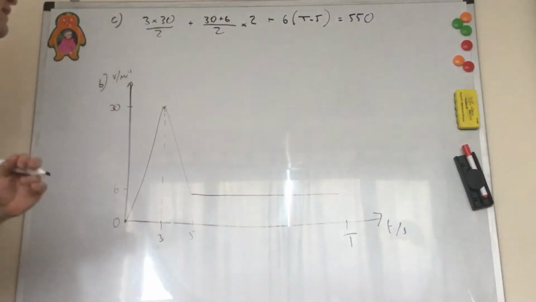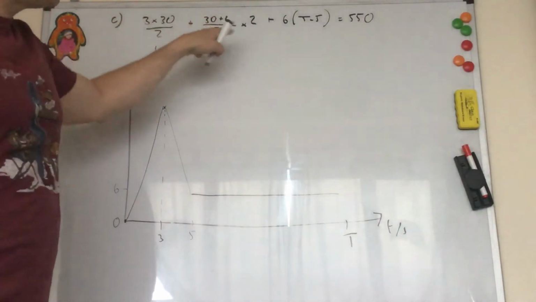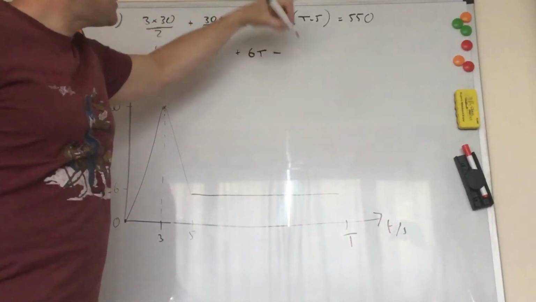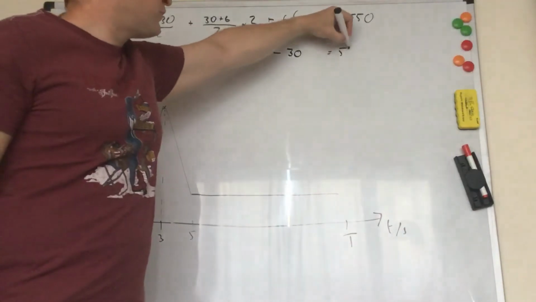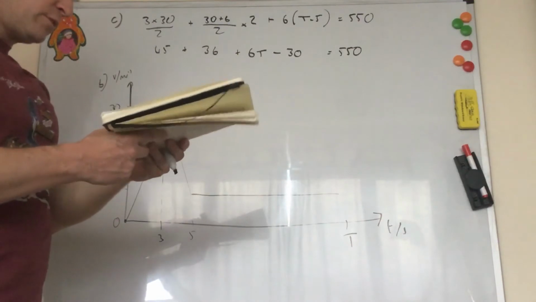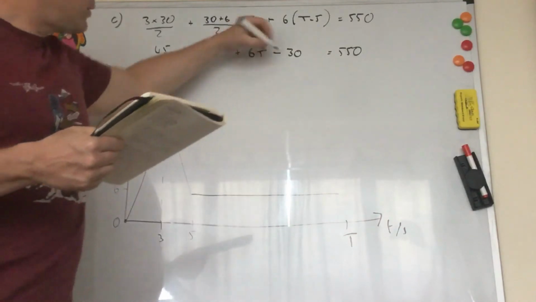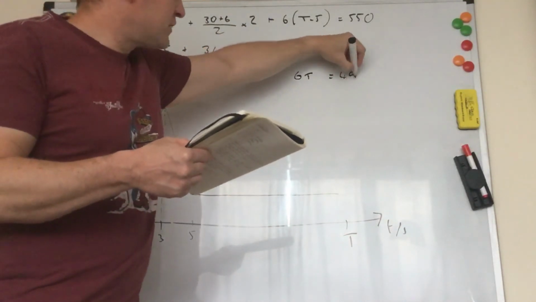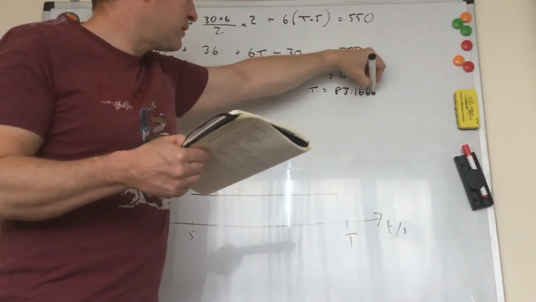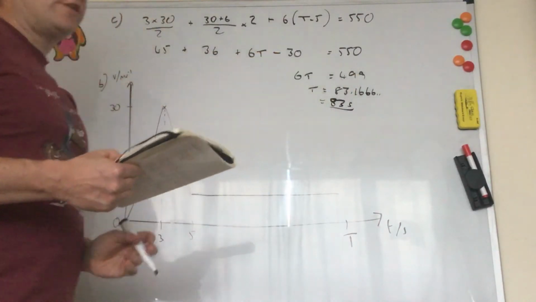There are other ways of working it out, but that's the one I went with. So 3 times 30 over 2 is 45. 36 divided by 2 times 2 is 36. 6 times T is 6T, and 6 times 5 is 30. That equals 550. When we rearrange that, I look at what I've done, because I did make mistakes. We get 6T equals 499, so T equals 83.16 recurring. It says to the nearest second, so that's 83 seconds.